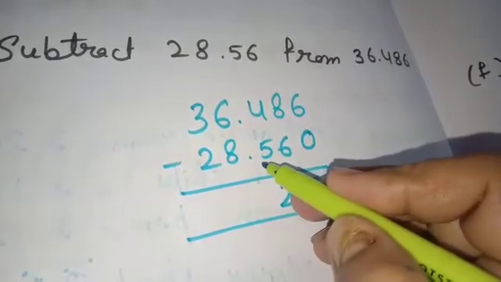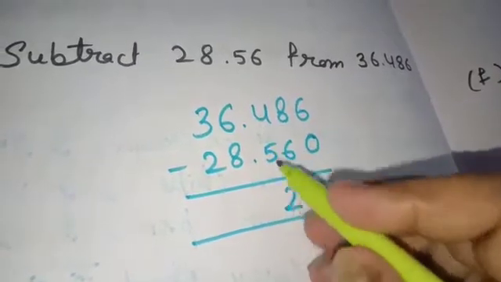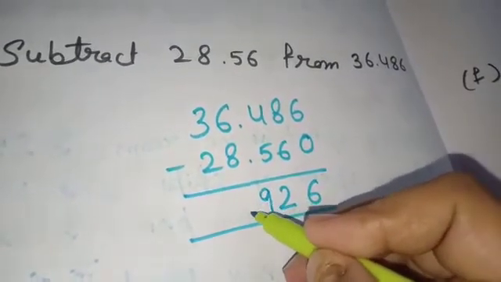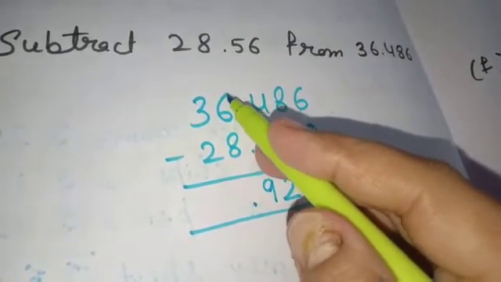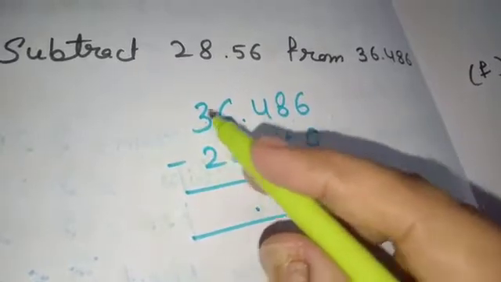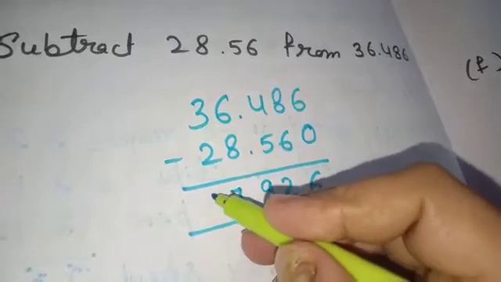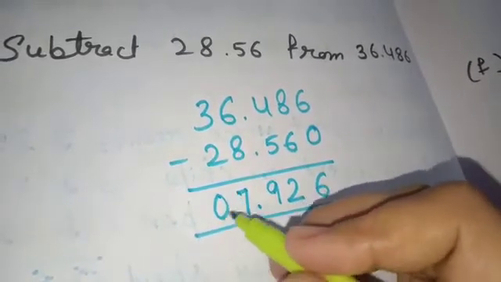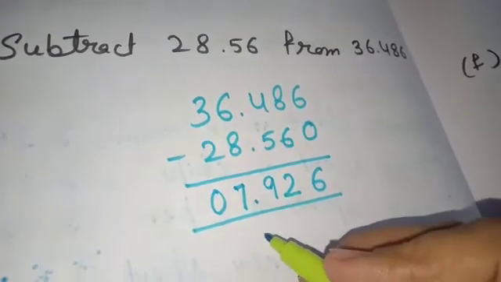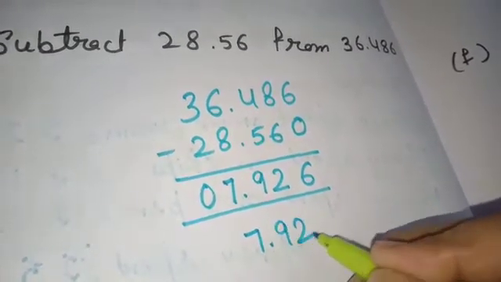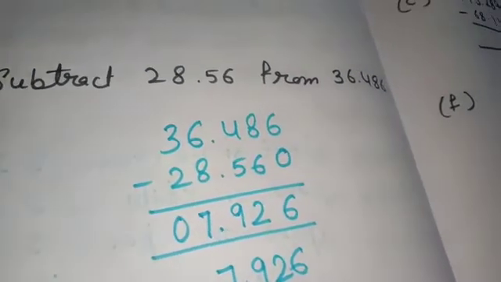4 minus 5. As this is not possible, so we will borrow 1 from 6 to make it 14. 14 minus 5 is 9. Decimal will remain as it is. And what will be left at the place of 6? 5. 5 minus 8 again not possible. So we will again borrow. 15 minus 8 is 7. And 2 minus 2 is 0. The 0 which is at the left side of the decimal number, we can leave that. So our answer is 7.926.